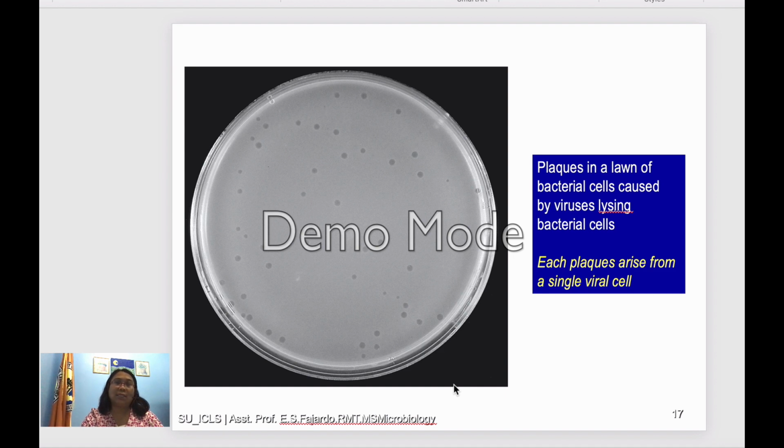So what you can see in a double layer agar, after putting the bacteriophage in a lawn of bacteria, are these. So what are these? These are small ones which show clearings. These are minute clearings. These are what we call plaques, or clearings on the lawn of bacteria. So each plaque is known to arise from a single viral cell.